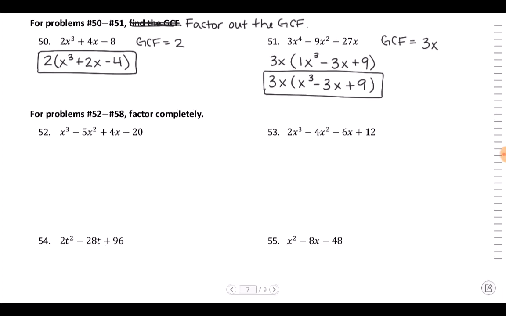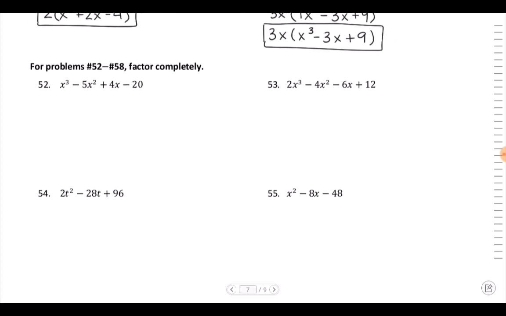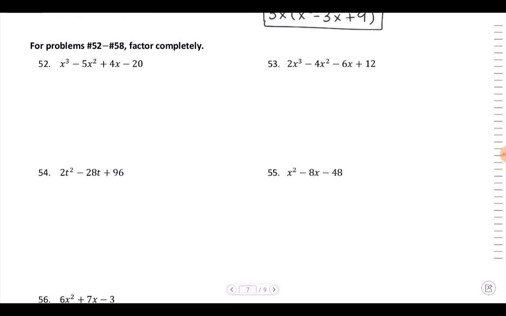All right, for questions 52 to 58, it says factor completely. So always look for a greatest common factor first, and then move forward with how many terms do you have, things like that. So first thing I'm looking for is, do I have a greatest common factor among all 4 of my terms? The answer is no. They don't all have a number in common because this is a coefficient of 1, and this last term doesn't have an x. So we can't do a GCF on this one.